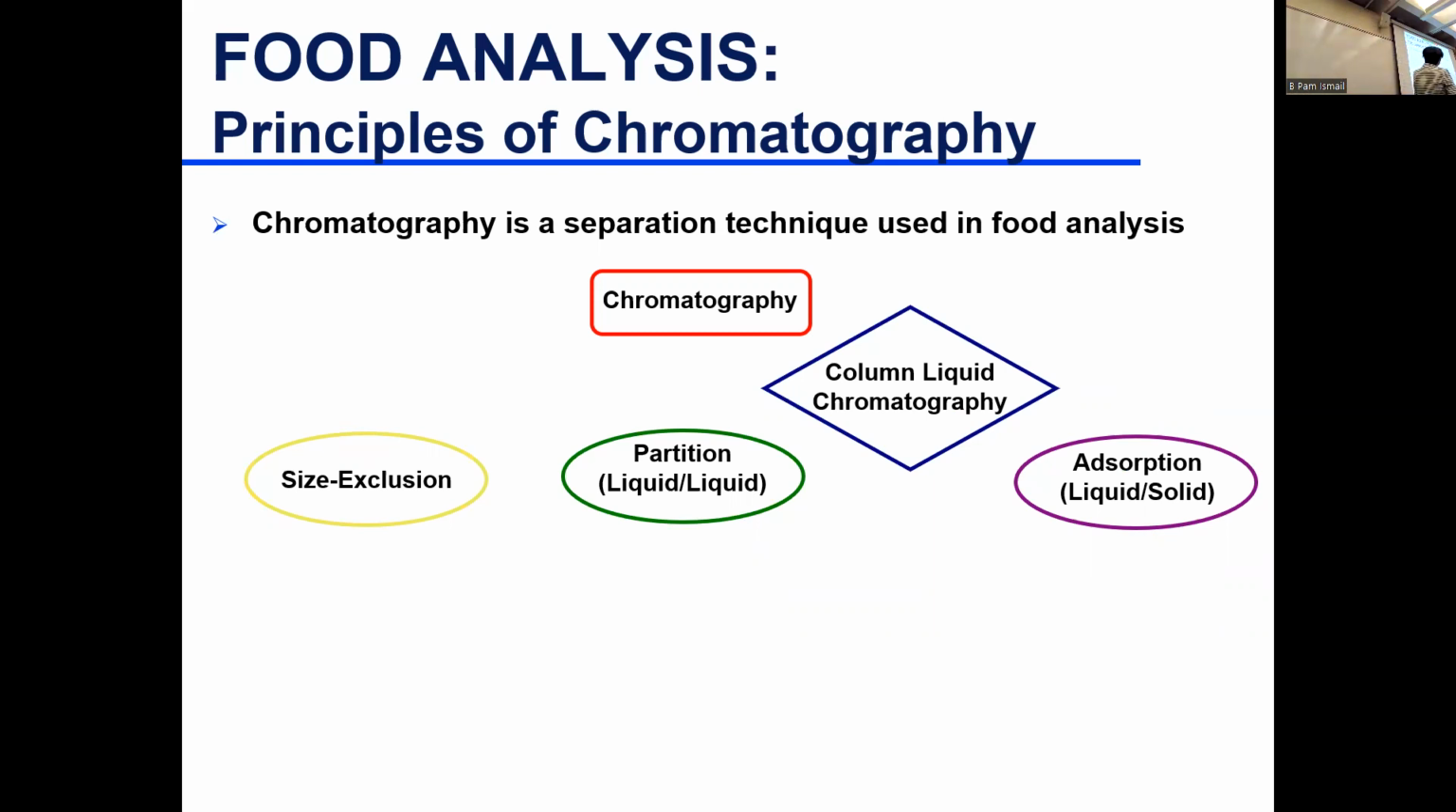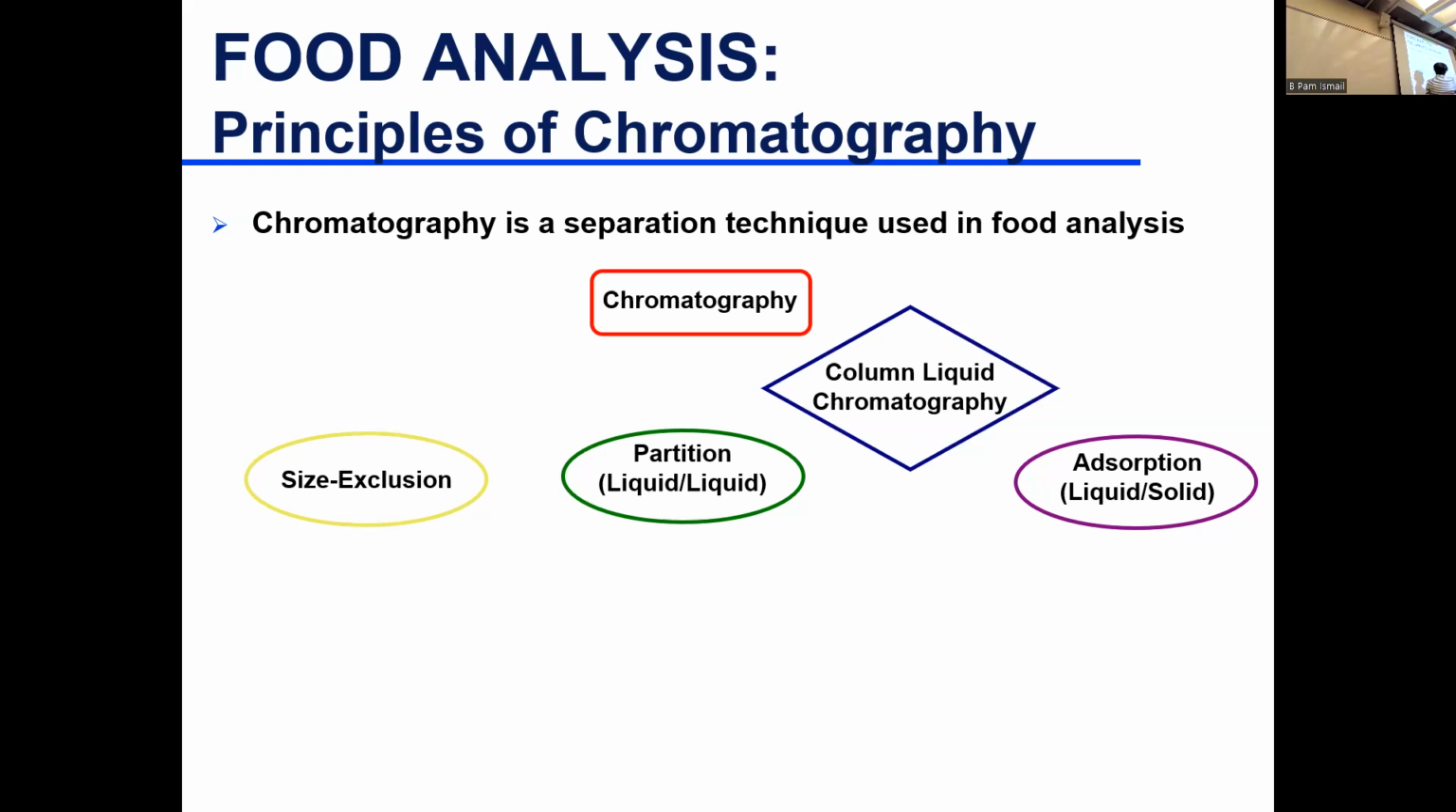So in column liquid chromatography, which is a lot of the focus of my chromatography section, Gary already talked about gas chromatography. In column liquid chromatography, we have a category of its own, size exclusion. In this chromatography you don't have a bonding or interaction of your components with the stationary phase. It separates based on the size of the pores of your stationary phase. So the compounds separate based on size only.